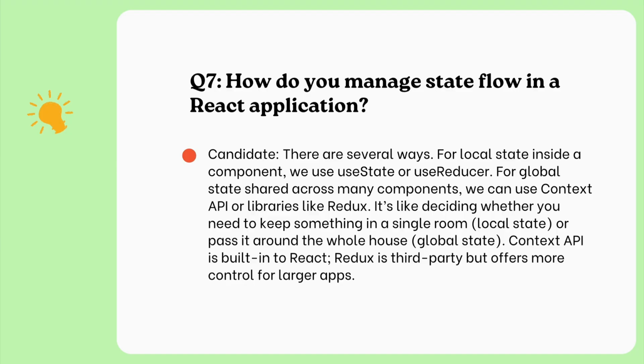That's correct. How do you manage state flow in a React application? There are several ways. For local state inside a component, we use useState or useReducer. For global state shared across many components, we can use Context API or libraries like Redux. It's like deciding whether you need to keep something in a single room, local state, or pass it around the whole house, global state. Context API is built into React. Redux is third-party, but offers more control for larger apps.